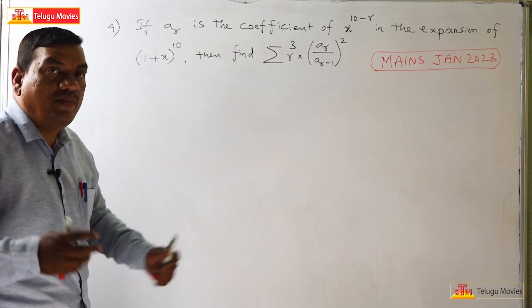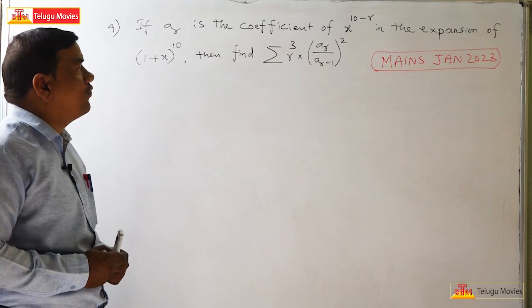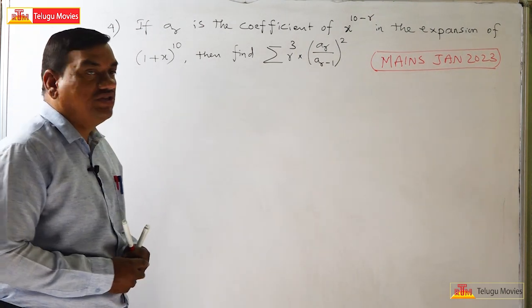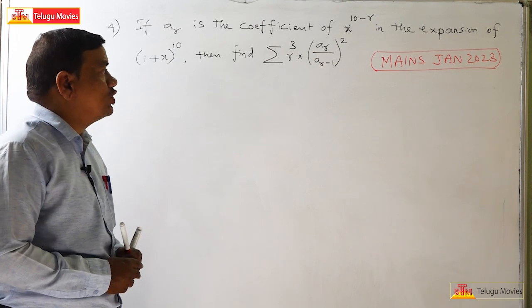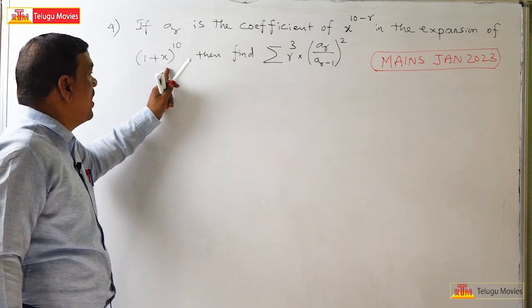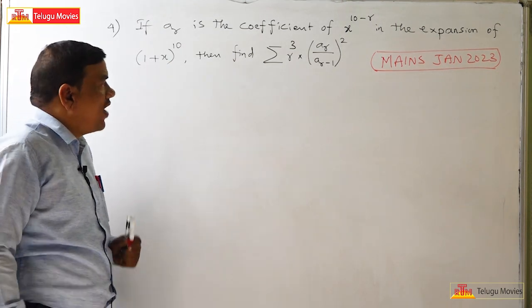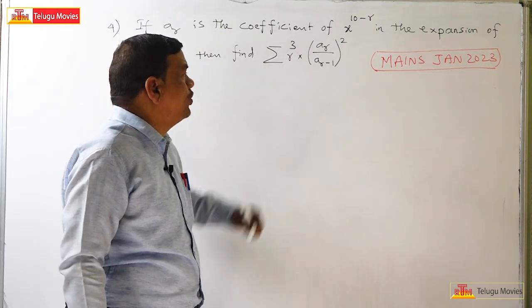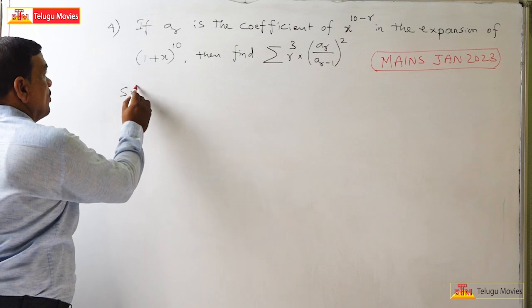So, this is also from binomial theorem. If a_r is the coefficient of x to the power of 10 minus r in the expansion of (1 plus x) whole to the power of 10, then find the value of sigma r cube into (a_r by a_(r minus 1)) whole square. So, let us see this problem.